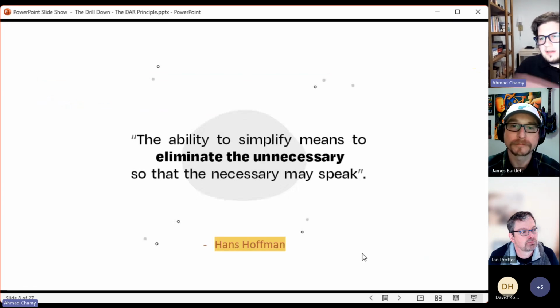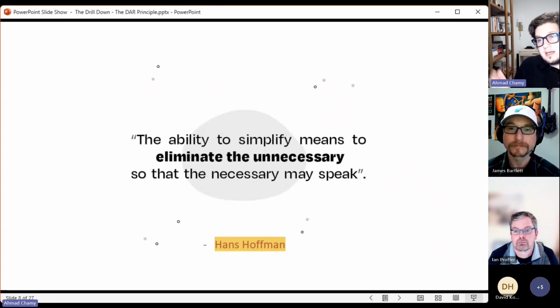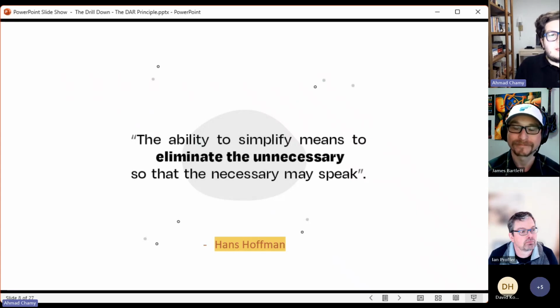This is a great quote by Hans Hoffman. Hans Hoffman actually has nothing to do with data. He's an abstract artist, and he says this really lovely quote: "The ability to simplify means to eliminate the unnecessary so that the necessary can speak."